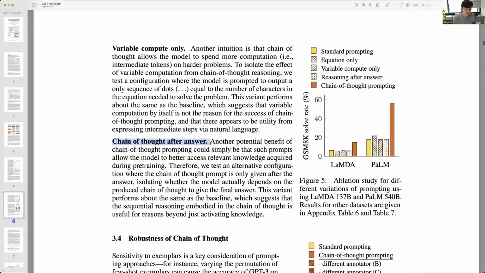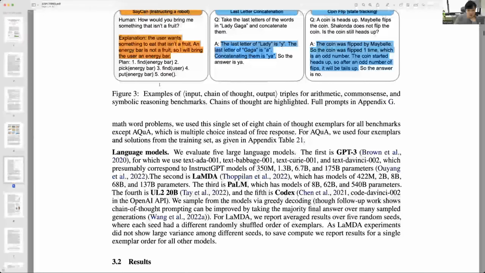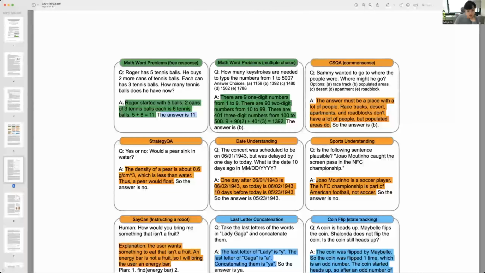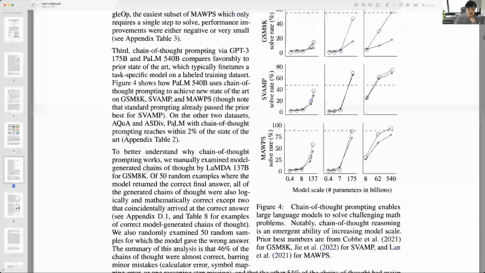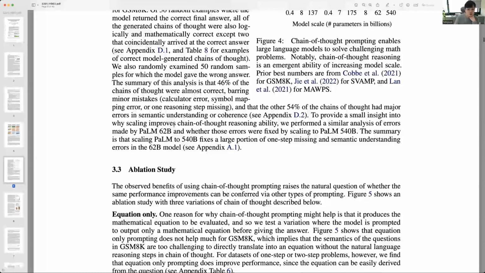And they also say that maybe when you give the explanation in the prompt, the model is able to access the relevant knowledge better. Not because the model is asked to generate the explanation, but just because the prompt has more information. But they were saying that if they put the explanation after the answer, so instead of giving an example like that, they put the answer here and then put the explanation, then the performance is similar to the default prompting with no chain of thought. So they were saying that, oh, it's not because of that.